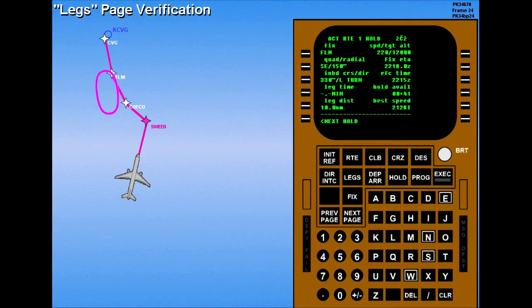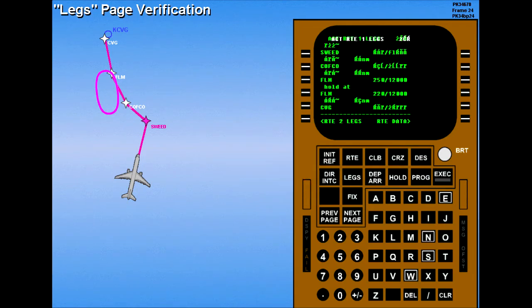After establishing a waypoint holding pattern, select the legs page and verify that there are 2 leg lines displayed for that particular waypoint. The first line shows the waypoint that you are flying to and its associated flight plan figures as previously computed. The second line displays the waypoint fix that you will be holding at and its associated figures as programmed on the hold page. Now let's look at present position holding.